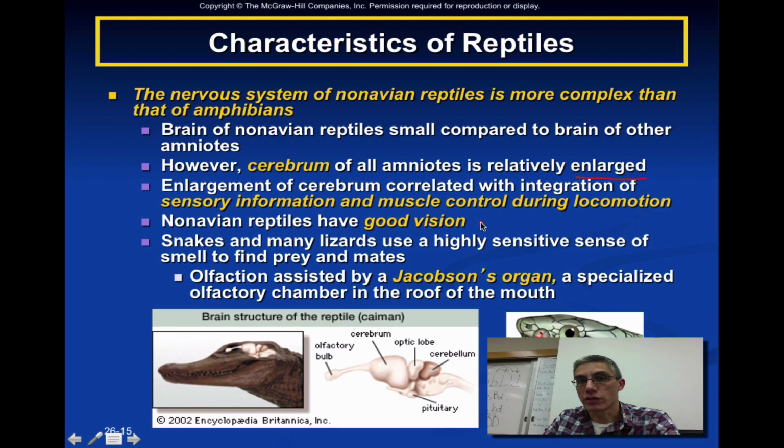Now, a lot of reptiles have very good vision, and snakes and lizards are going to have what we would consider a very highly sensitive sense of smell, and they use this to find prey, and a lot of times they'll use this in reproduction as well to find mates.